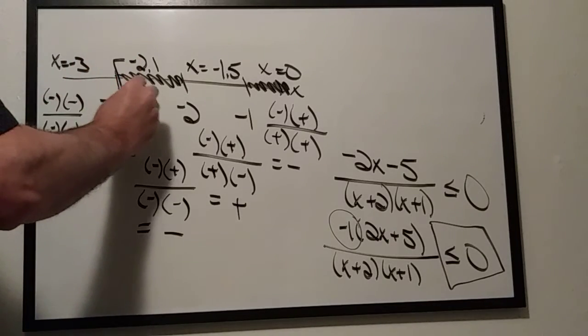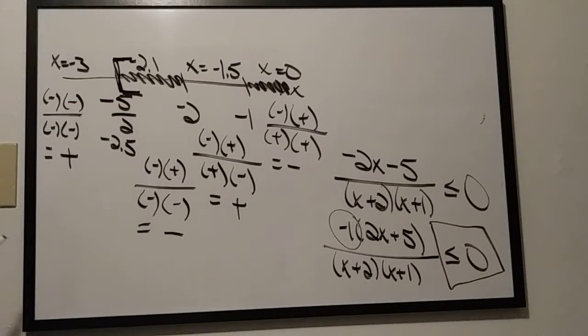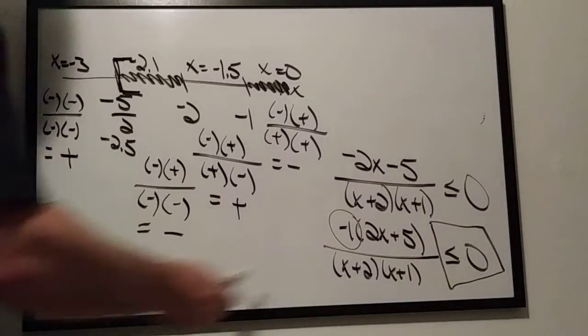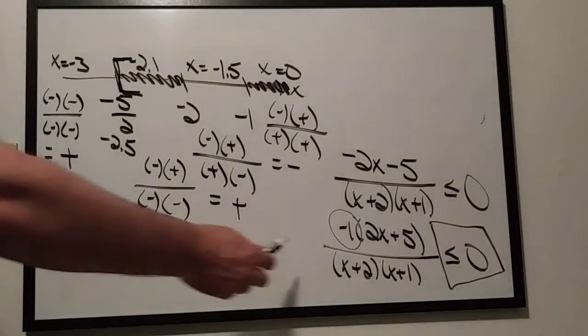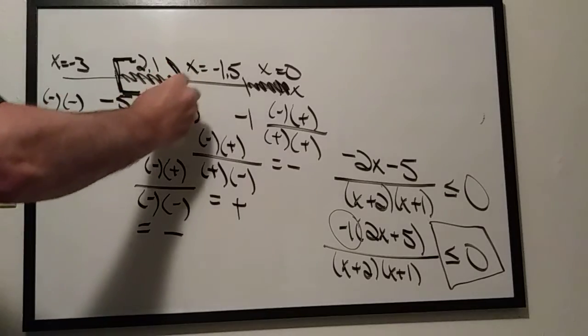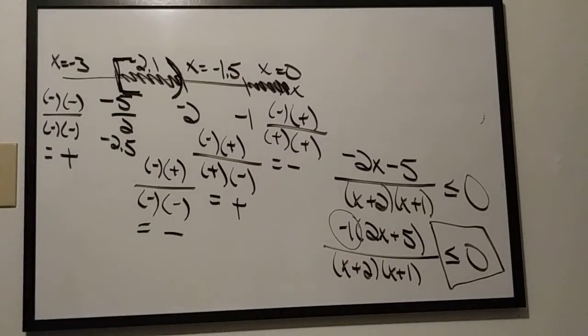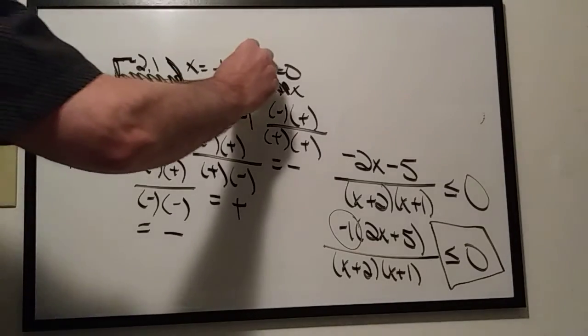So I'm going to put a square bracket on that negative 5 halves. Well, how about the negative 2? Negative 2 came from a factor in the denominator. That means we're going to have a 0 in the denominator. That makes my expression undefined. I don't want to include that then. How about negative 1? Well, negative 1 once again came from the denominator, so I don't want to include that either.